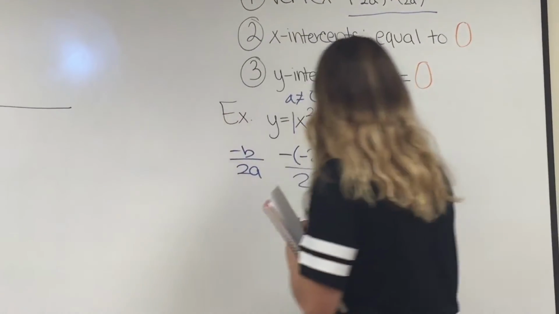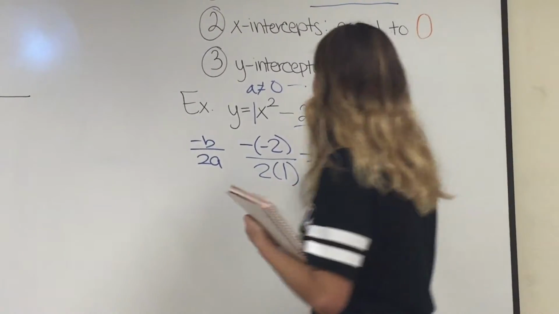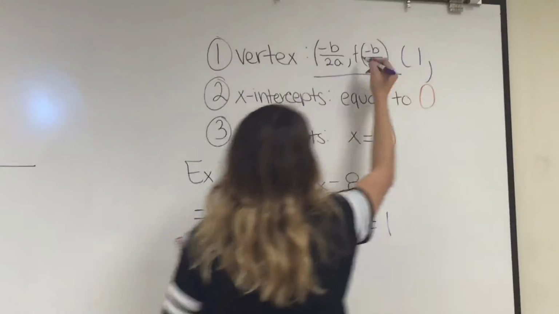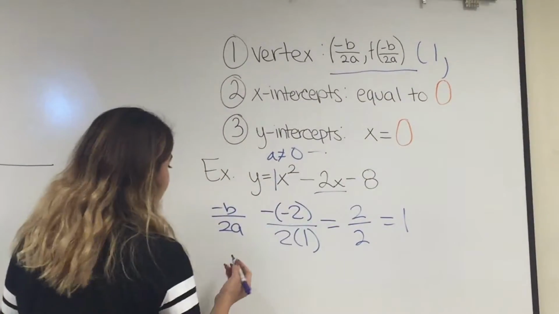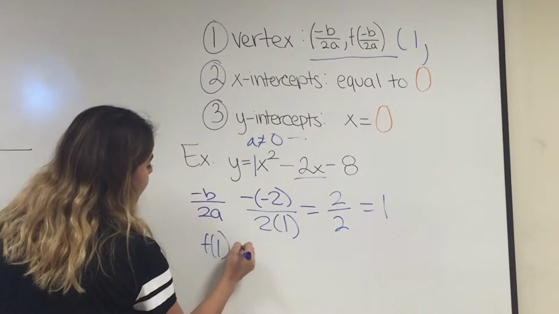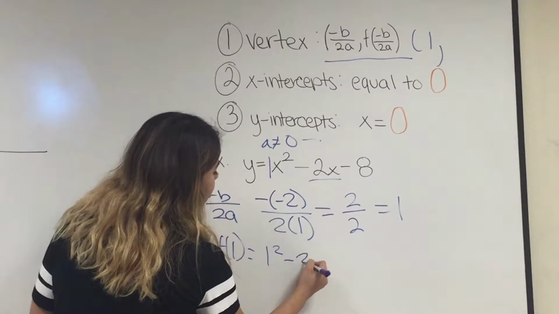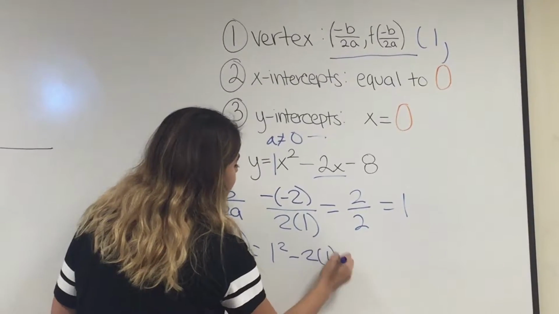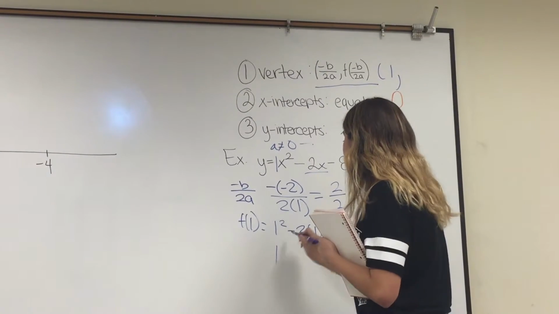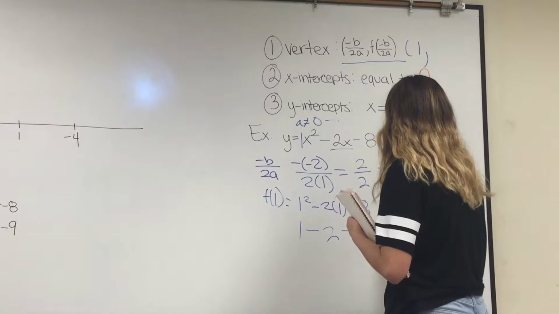And that becomes a positive, and that's 2 over 2, it reduces to 1. Okay, so now that we know that, that's going to be for the x of the vertex. Now we just substitute 1 into x. So it will be f of 1 equals 1 squared minus 2 times 1 minus 8. So this is 1, this is 2, this is 8. So it will give us negative 9.